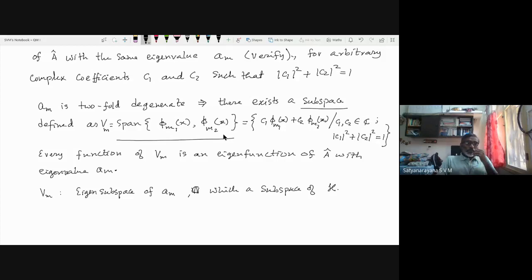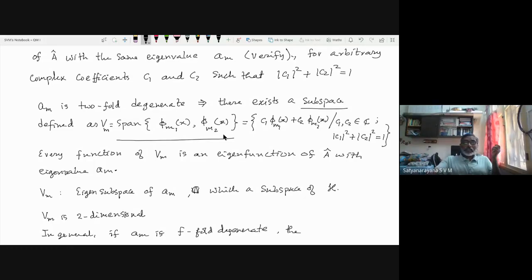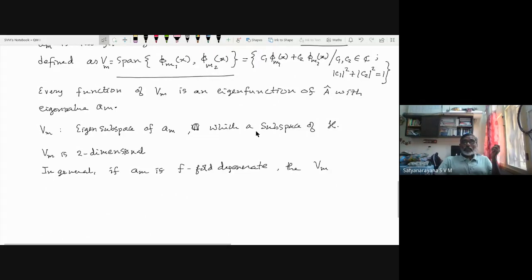Now note that V m is two-dimensional because there are two linearly independent functions. If we have threefold degeneracy, then we have a three-dimensional subspace. So in general, if A m has f-fold degeneracy, then V m, the eigen subspace of A m, is f-dimensional.